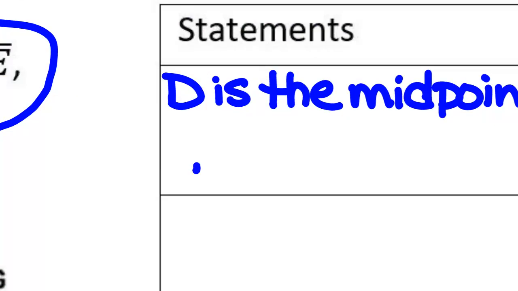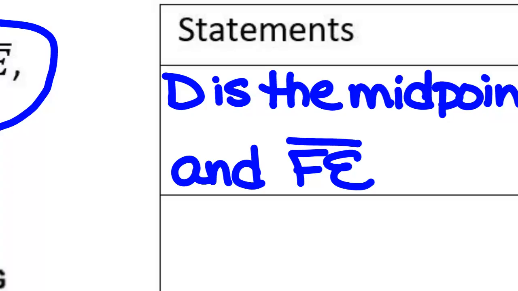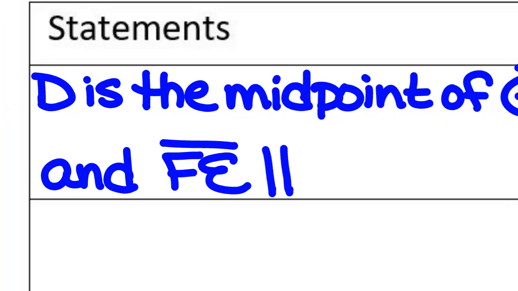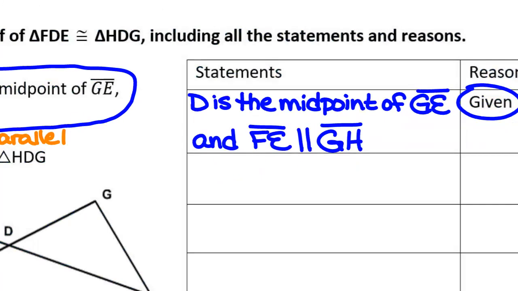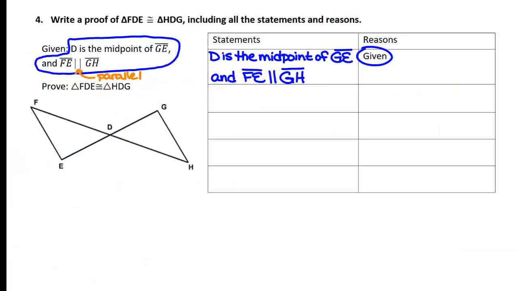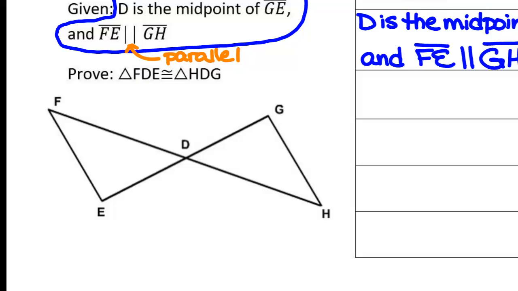And segment FE is parallel to segment GH. Is there anything in this figure that I'm allowed to mark without being told? You're going to put like two arrows on FE and GH. That I was told. Is there anything I'm allowed to mark without being told? We'll get to that piece in a minute.